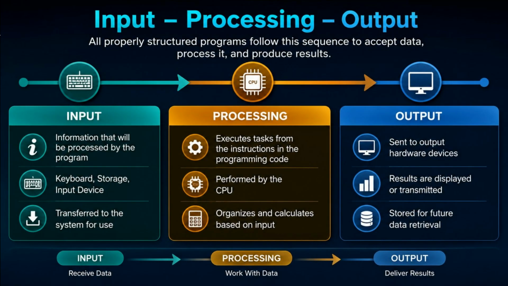Every properly structured program follows the same sequence: input, processing, output. Input is the information fed into the program, from a keyboard, storage, or another input device. Processing executes the program's instructions on that input, done by the CPU, organizing and calculating. Output sends the results to a device, like a screen, and may also be stored for later retrieval.